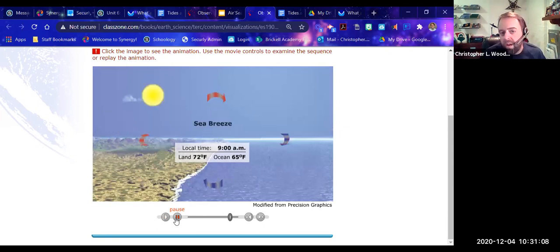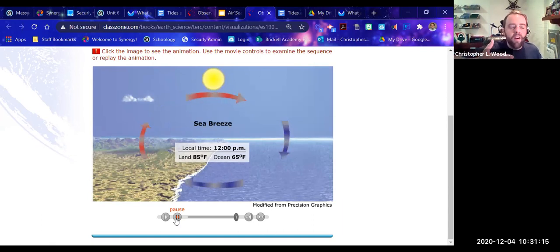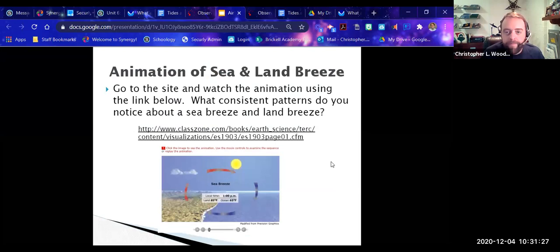And then when the sun rises, that process reverses again. So if you're out on a beach for 24 hours, you might notice a flag or something changing direction from daytime to nighttime. So land and sea breeze, again, differences in pressure.